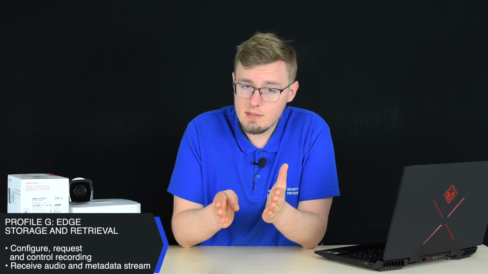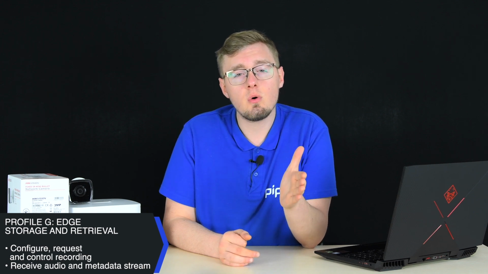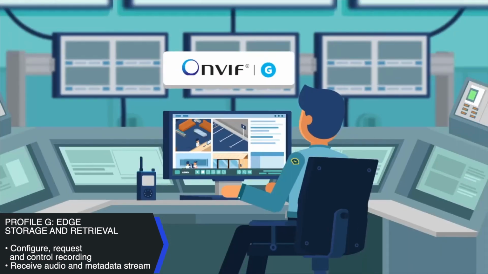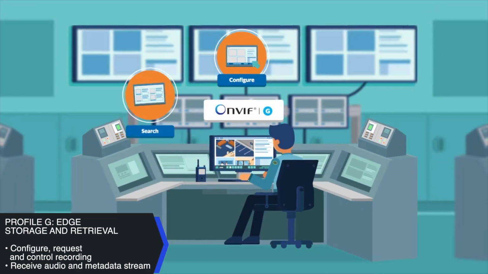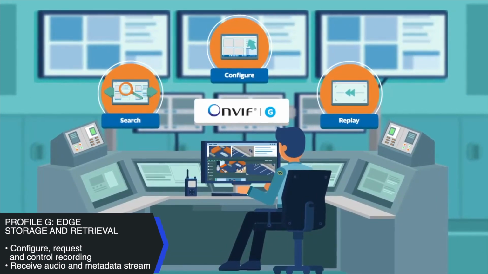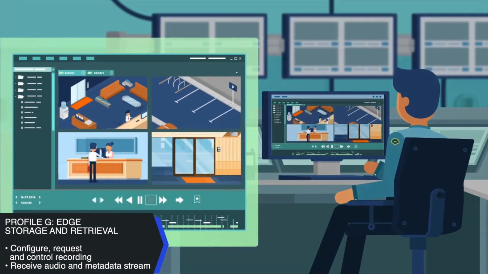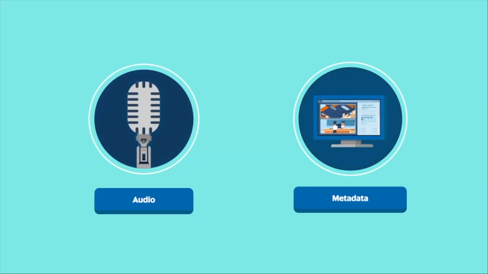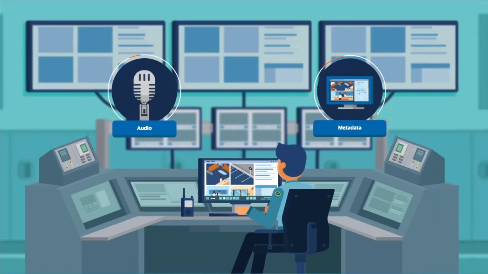A Profile G device, such as an IP camera or video encoder, is one that can record video data over a network or on the device itself. A Profile G client, like video management software used on a computer, can configure, request, and control recording of video data on a conformant device over a network. The profile also supports audio receiving and metadata stream if the client supports it.